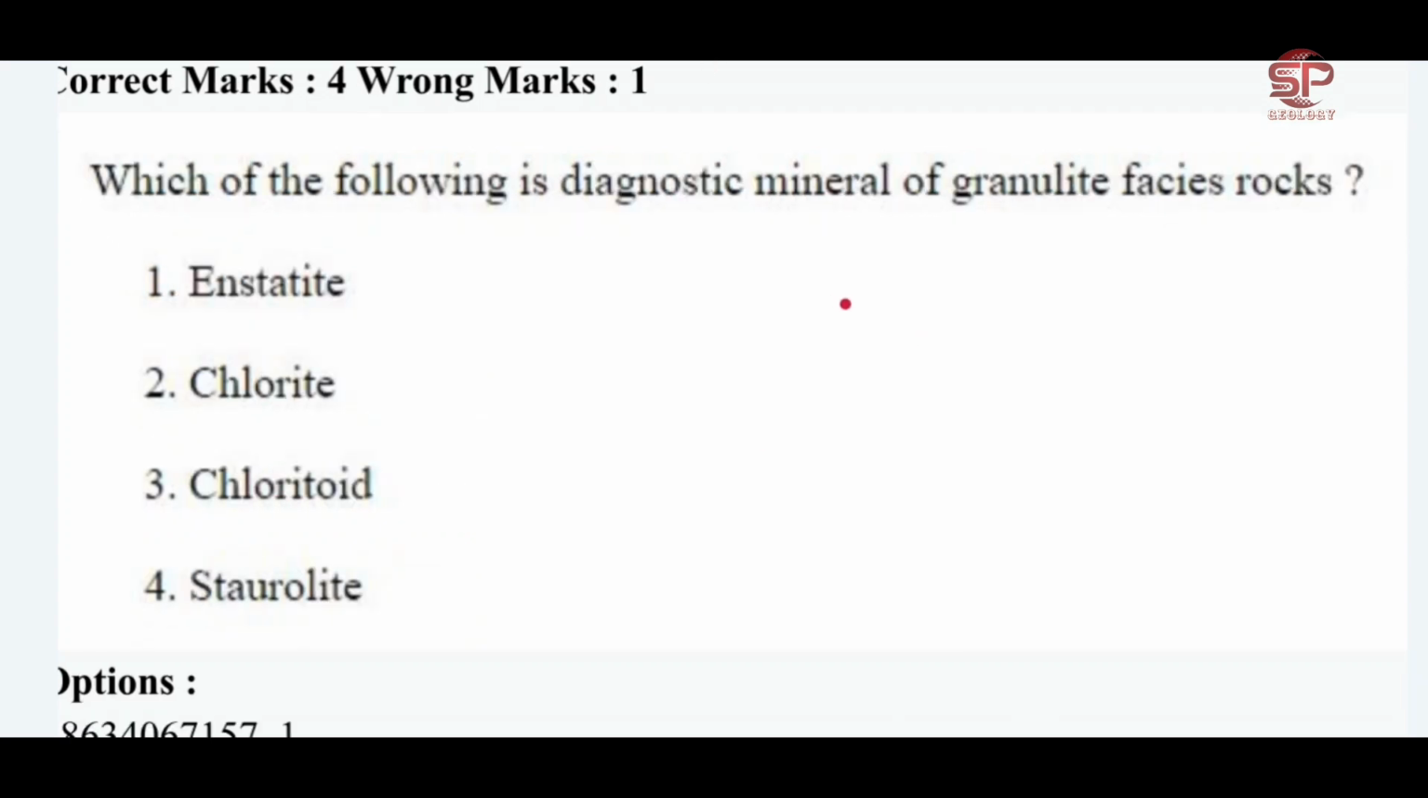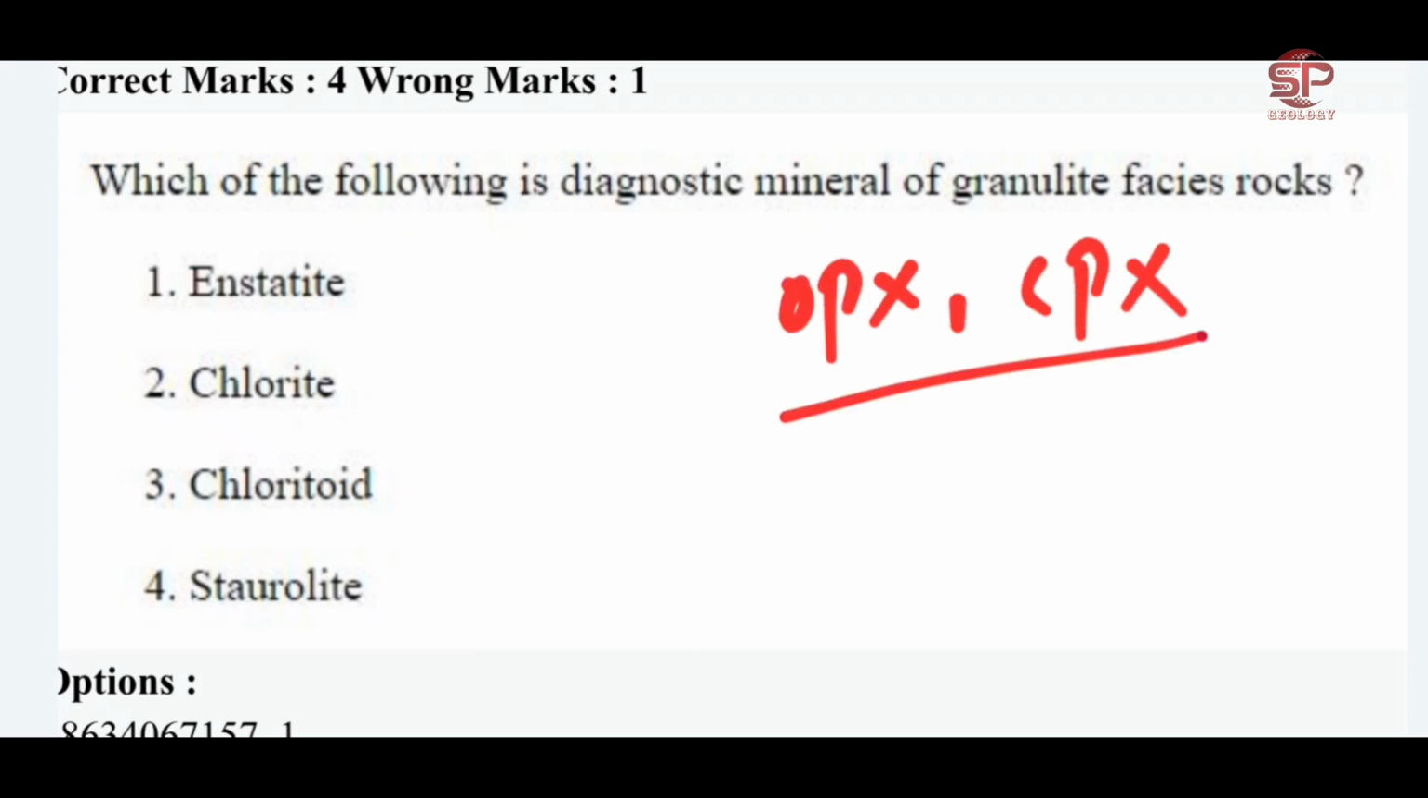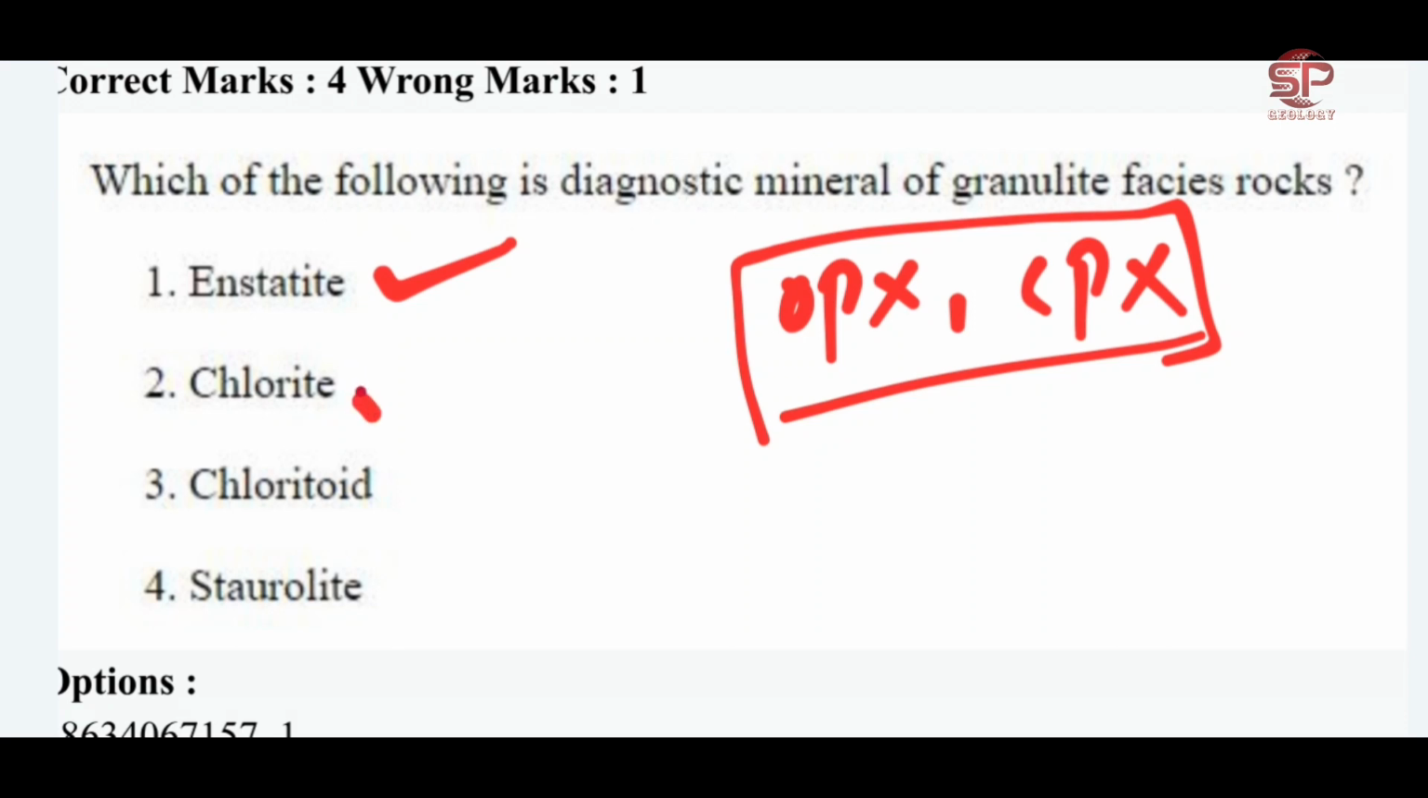Which of the following is the diagnostic mineral of granulite facies? Granulite facies contain OPX, CPX. These are the characteristic mineral assemblages. So enstatite is an orthopyroxene, so it will be the diagnostic mineral. Chloritoid is found in the greenschist facies. Fluorite is also found in greenschist facies. These are characteristic minerals. Staurolite is not an index mineral.